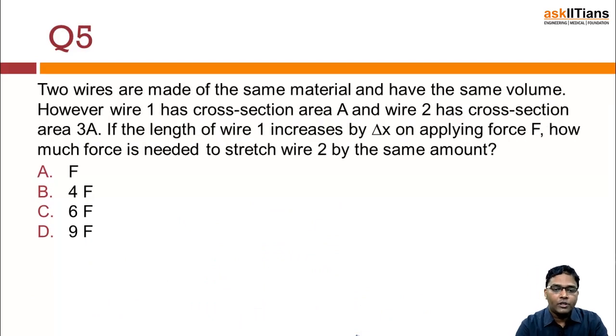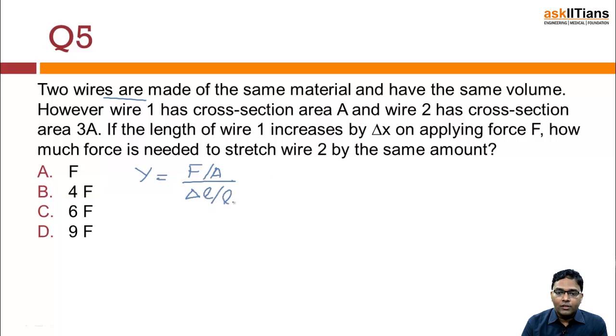Okay, coming to the last question. We have two wires made of the same material and having the same volume. Mind you, it's the same volume. So if we again use the Young's modulus, we have force per unit area divided by change in length by original length. So this gives you F divided by delta L, and you have L in the numerator.